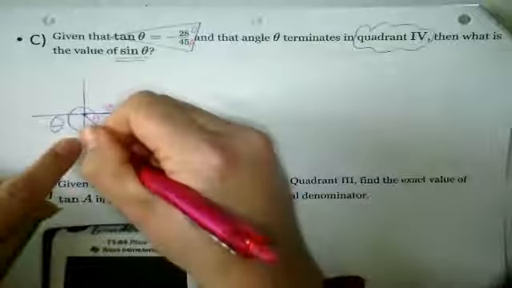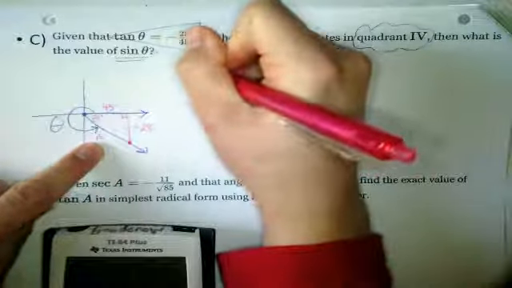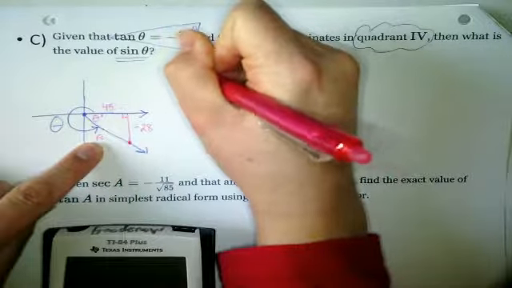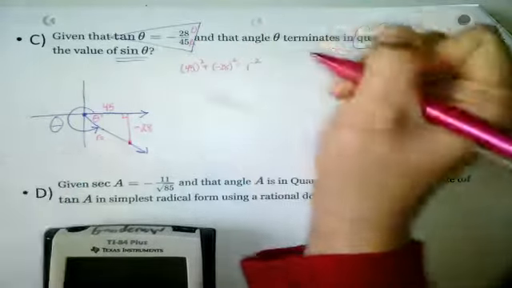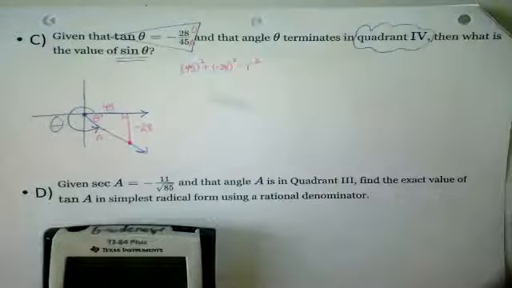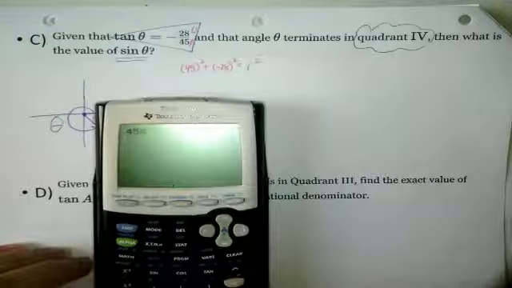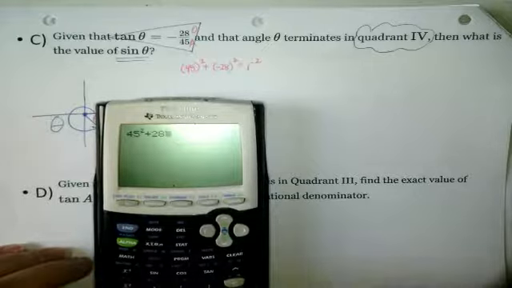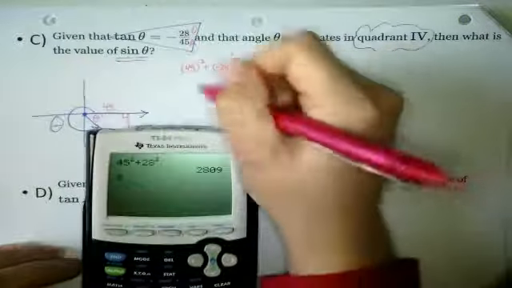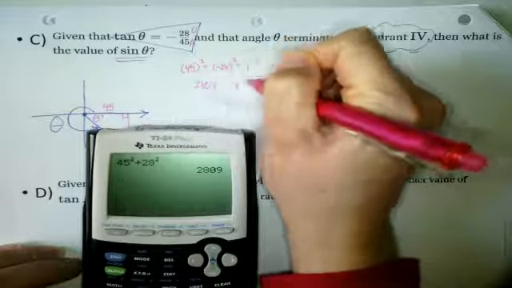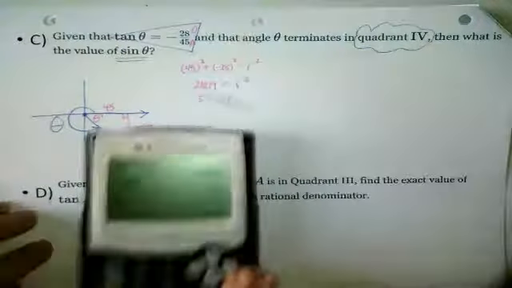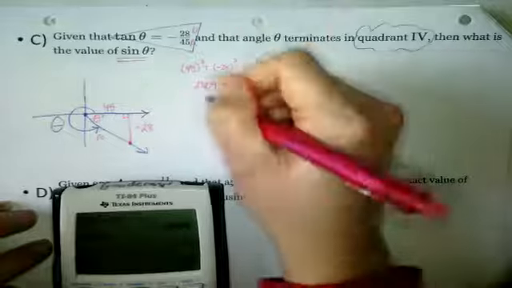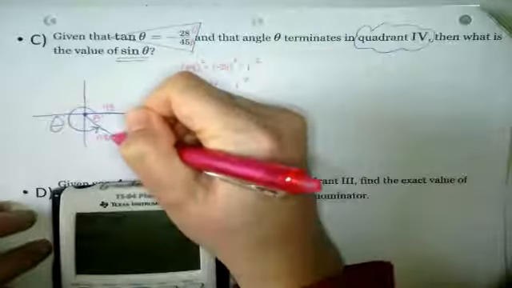All right, so we're going to figure out this third side again. So 45 squared plus negative 28 squared equals the radius squared. I'm going to just plug that into my calculator. 45 squared plus 28 squared, there we go, 2809. And then I can take a square root, and so I get a radius of 53. And again, it is a radius of a circle, so it has to be positive. The x and the y can be positive or negative.